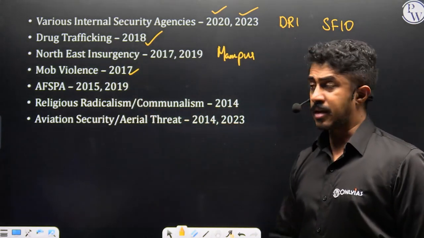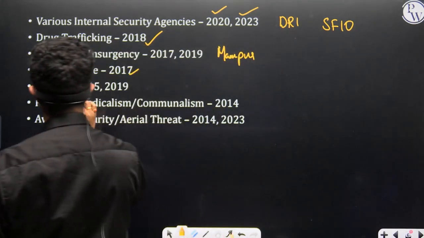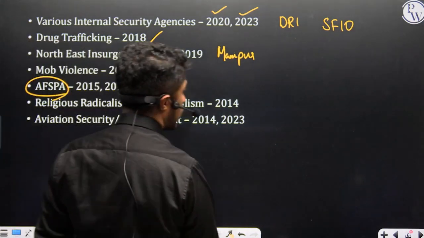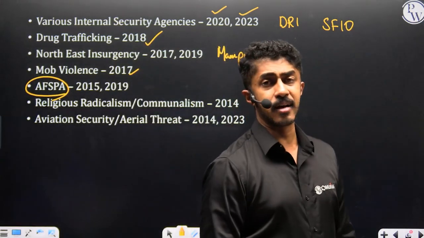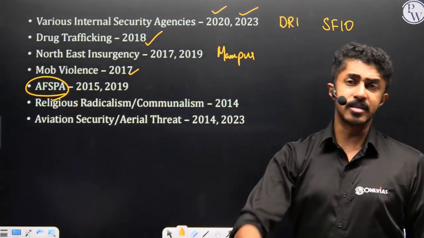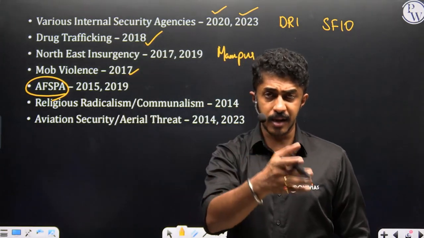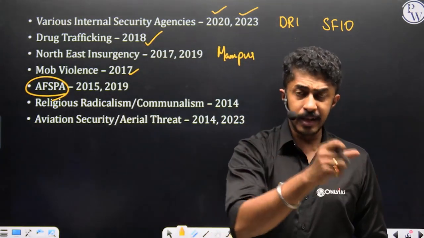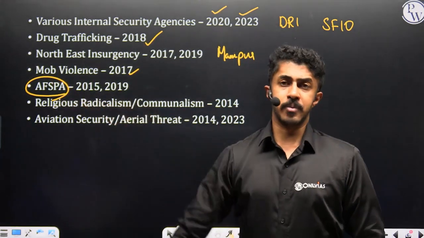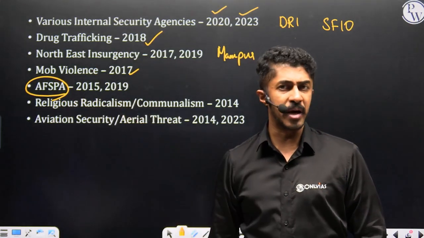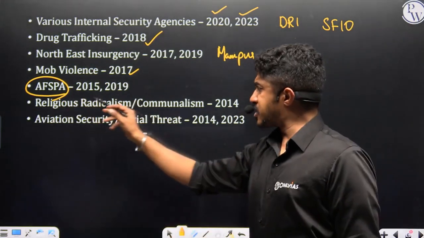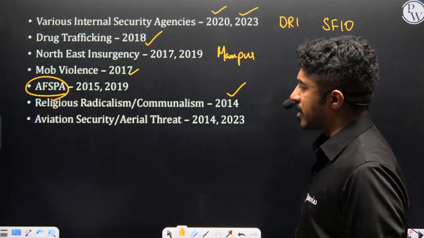Will it be asked again? Well, at the minimum, you have to revisit the major rules and laws that help in tackling the various internal security threats in our country, be it NIA related act, be it the ED related acts, as well as AFSPA. These three you have to revisit no matter what. Religious radicalism or communalism was asked in 2014.